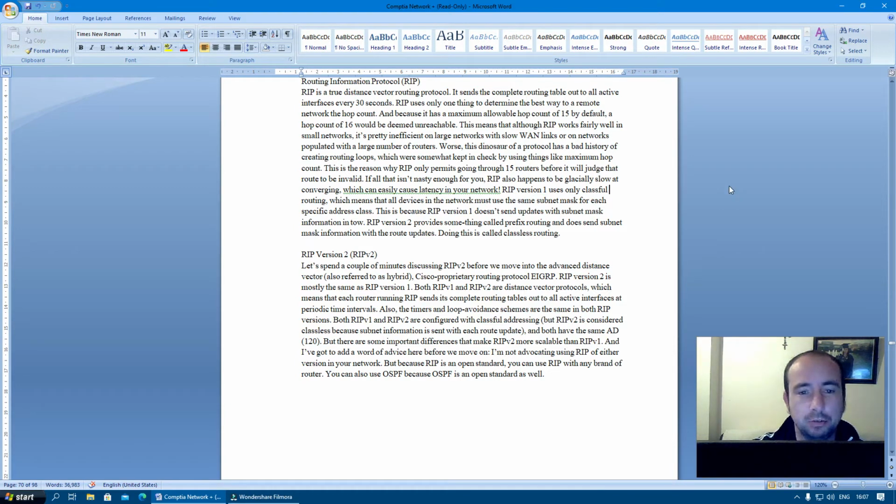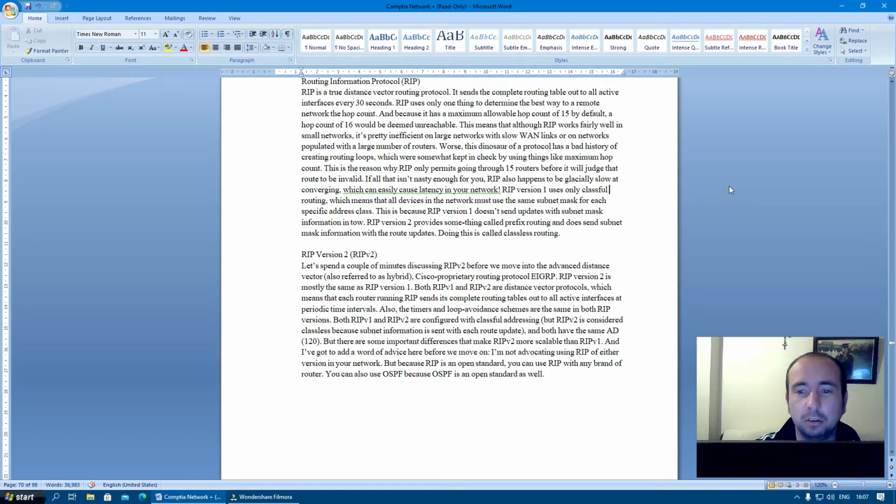RIP is a true distance vector routing protocol. It sends the complete routing table out to all active interfaces every 30 seconds. RIP uses only one thing to determine the best way to a remote network, the hop count, and because it has a maximum allowable hop count of 15 by default, a hop count of 16 would be deemed unreachable.